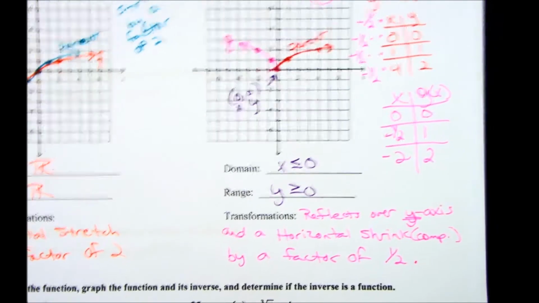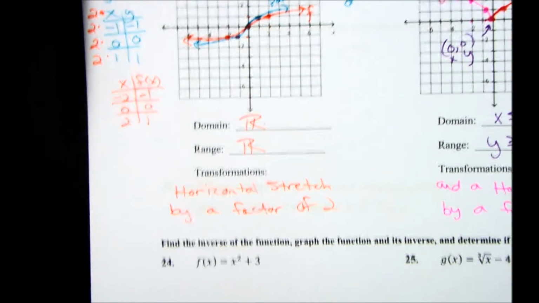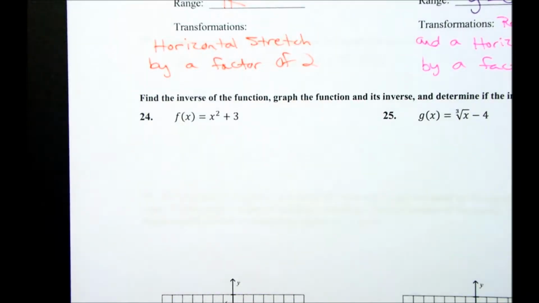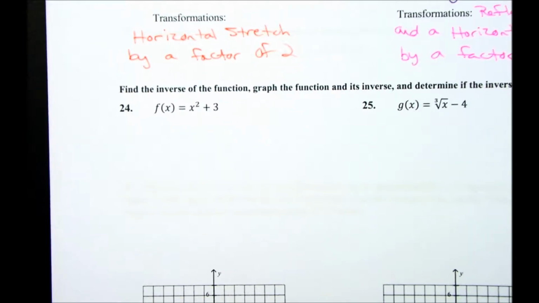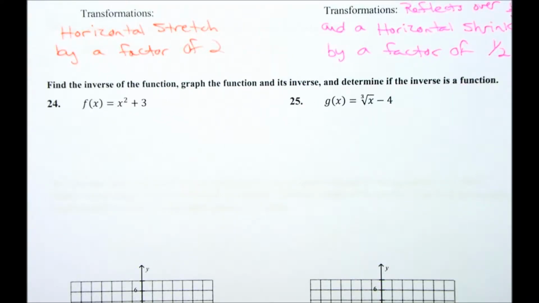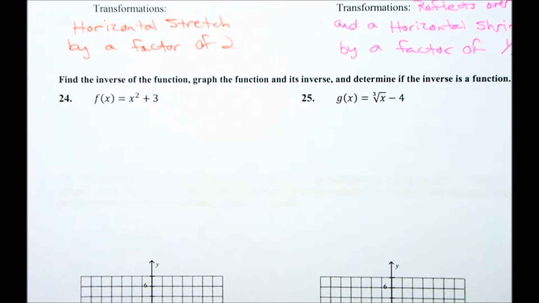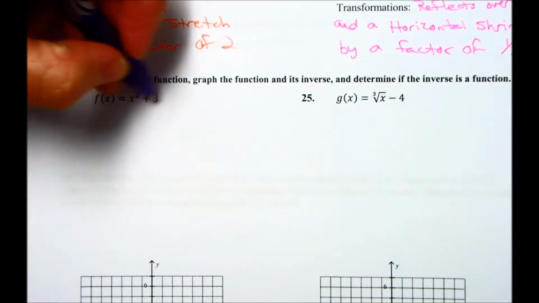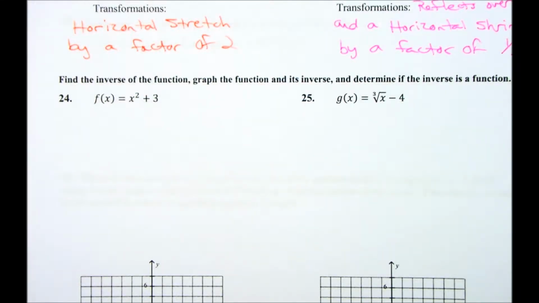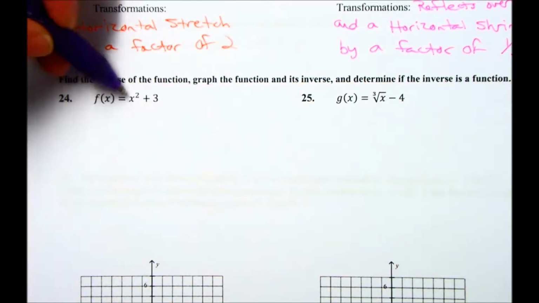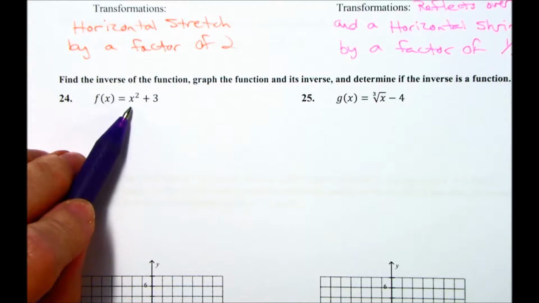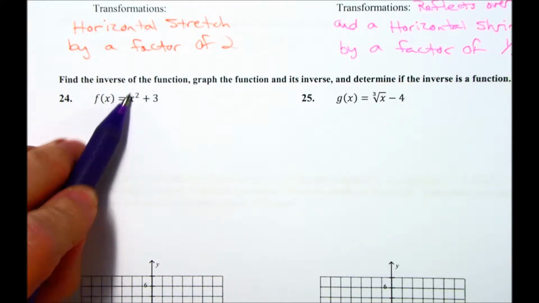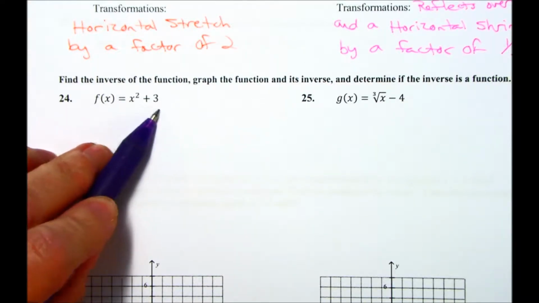Okay, now moving on to number 24. In number 24, we have to find the inverse of each function, graph the given function and its inverse, and then determine if the inverse is a function. So this is our starting value. Let's go ahead and graph what we have here. This is a quadratic equation. You should recognize it because it has an x squared, and it's basically your parent function but going up 3.